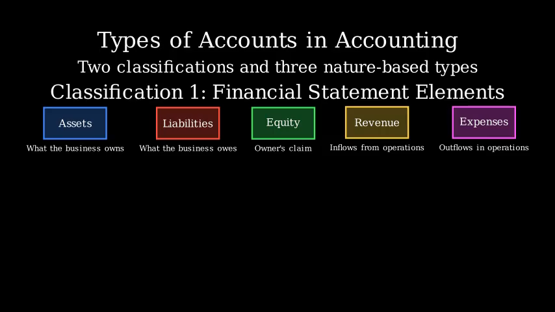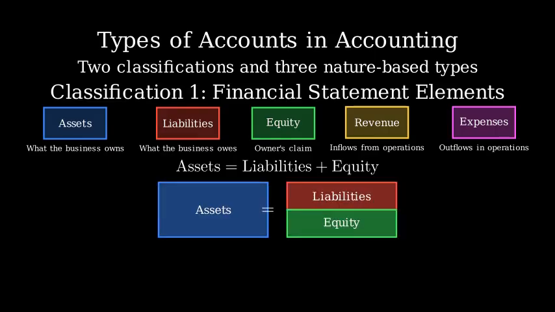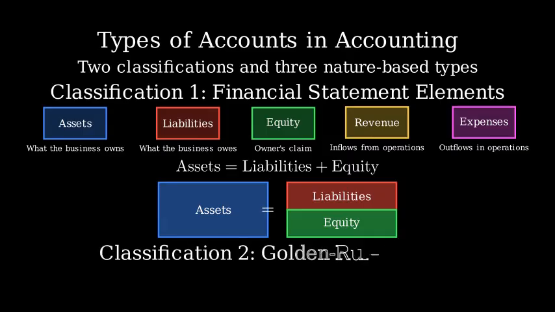These five elements satisfy the fundamental accounting equation. Assets equals liabilities plus equity. This equation is the foundation of the double-entry accounting system, ensuring that both sides of the equation are always in balance. The second classification is by what's often called the golden rule nature.